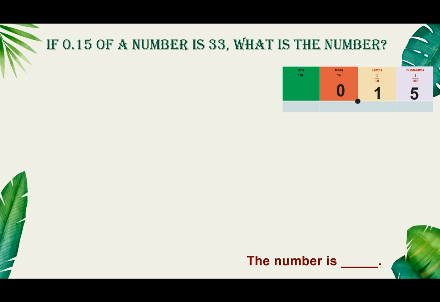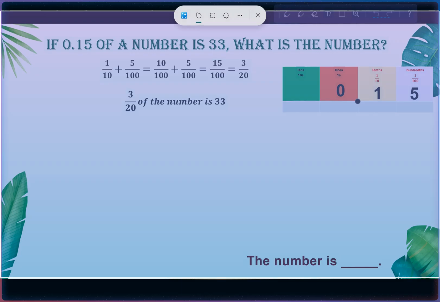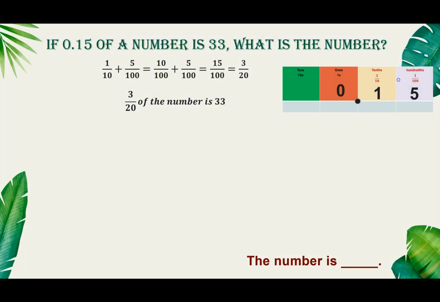0.15 means 1/10 and 5/100. 1/10 is the same as 10/100, right? To go from here to here, that is how place value works. So that would be 10 more hundredths, and so that would be 15/100.